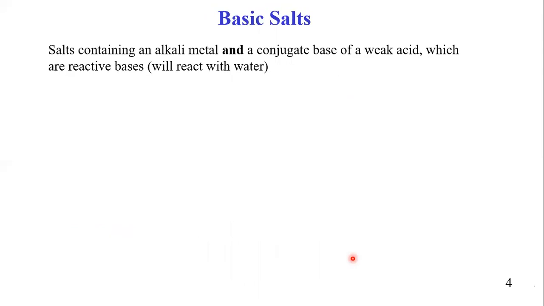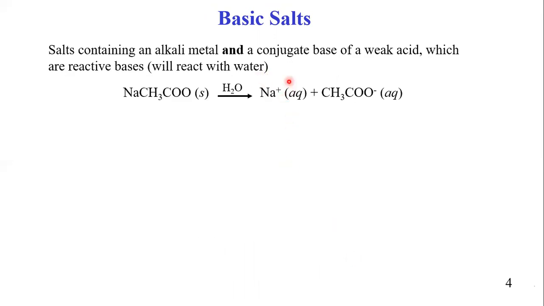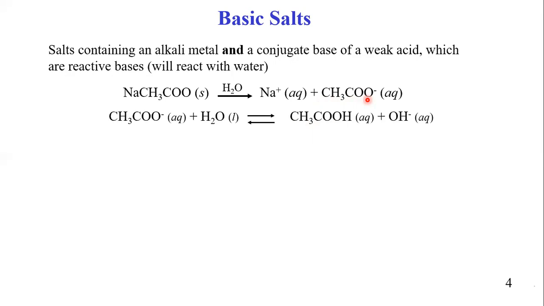What about basic salts? Well, basic salts have an alkali metal as the cation, but the anion is the conjugate of a weak acid. Looking at this example, sodium acetate. So here my cation is a spectator. What about the acetate? Will this anion react with water? Yes, it will. Why? Because this anion is not an anion of a strong acid. It's an anion of a weak acid, and therefore, yes, it will react with water. It's a reactive anion.